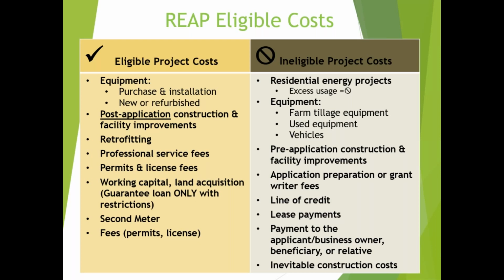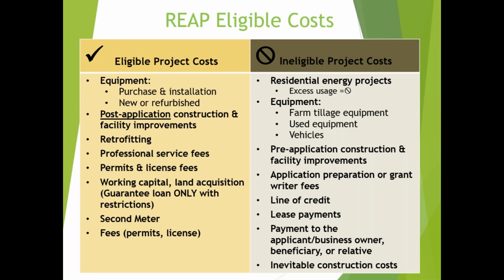Good point. Yep. So retrofitting is an eligible project cost. Professional service fees are eligible. Permits and license fees are eligible. Working capital is really only for guaranteed loans. So second meters, this is common when we're looking at solar PV. Oftentimes a second meter has to be installed because a farm or even a small business likely has one meter combined and associated with both their residence and their business. So second meters are often something that has to get installed and is an eligible cost. Other sorts of fees like permits and licenses are also eligible.